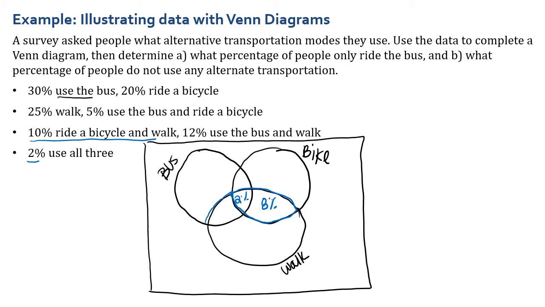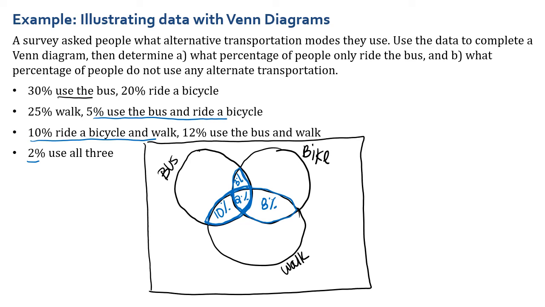12% use the bike, bus, and walk. So this entire overlap of bus and walk, because again, it doesn't say only, needs to add up to 12%. I've already taken care of 2, so that leaves 10% here. This says 5% use the bus and ride a bike. So this entire overlap of those 2 needs to add up to 5%. So that leaves 3% for that inside chunk.